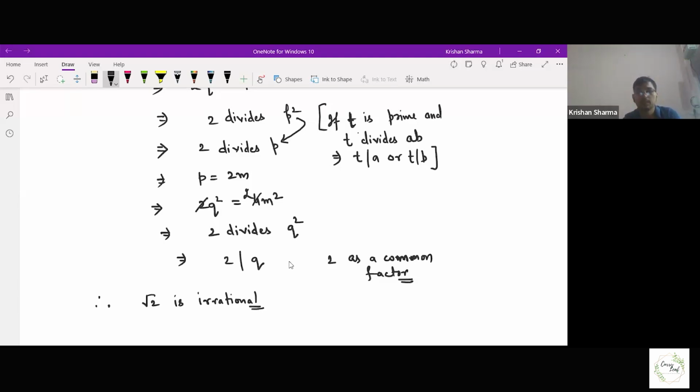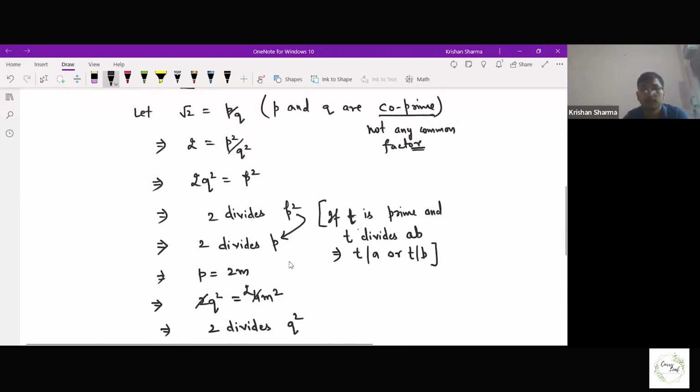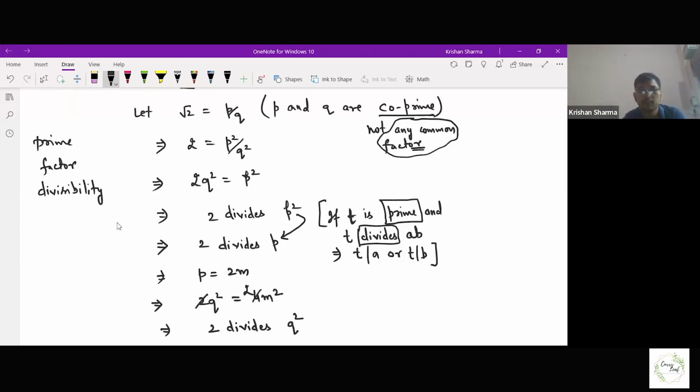Okay. Now, if I ask you, what are the results we used? So look carefully. You need to be aware of the definition of a prime. You need to be aware of the definition of divides, what divides means. You need to be aware of the meaning of common factor. So you need all these things: prime, factor, and divisible. And you all study all these things in number theory.